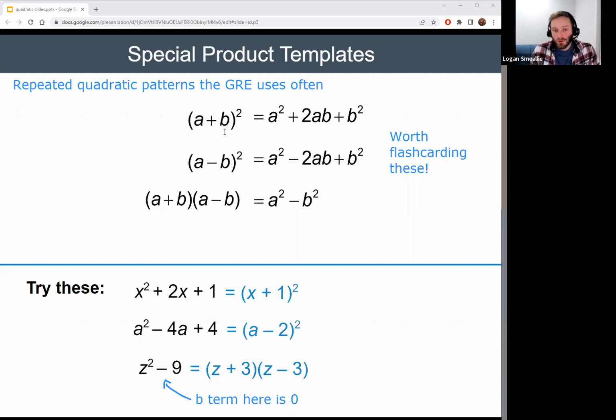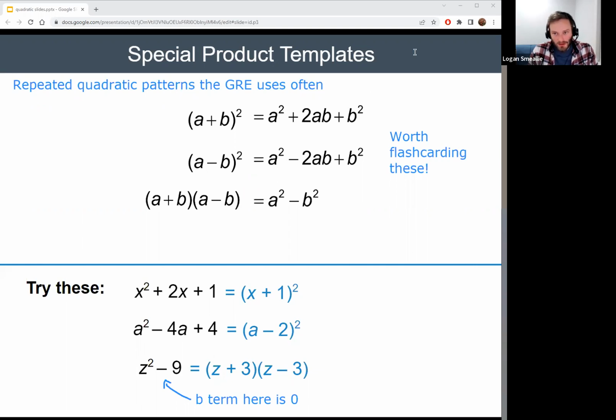So we have here, in the same order as on top, x plus 1 squared, matching x plus y squared, a minus 2 squared, matching the a minus b squared, and z plus 3, z minus 3, matching the a plus b, a minus b case. There can be examples where it's a little harder to identify the results than just these.